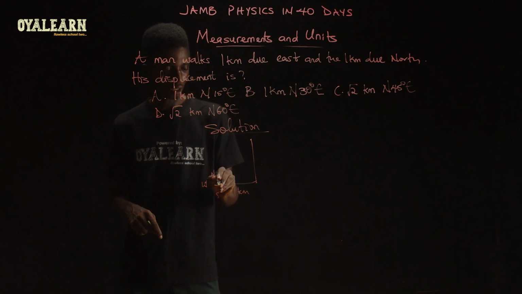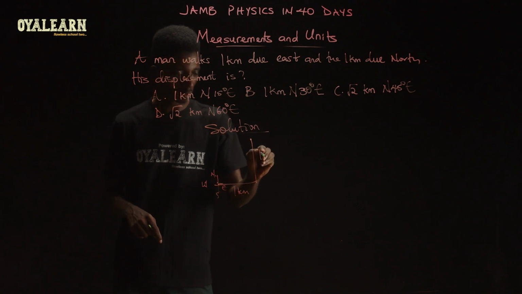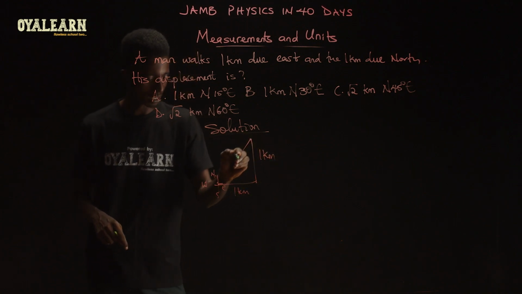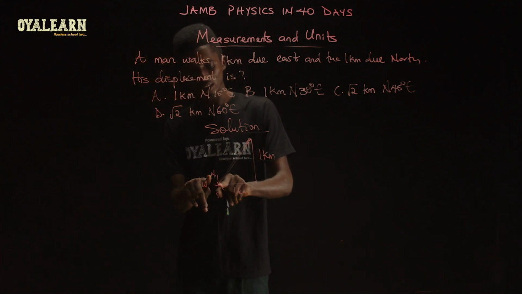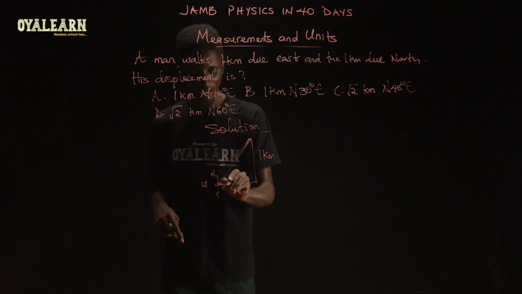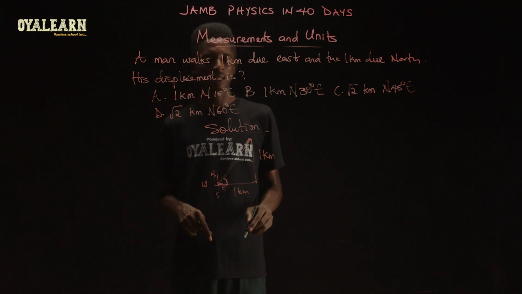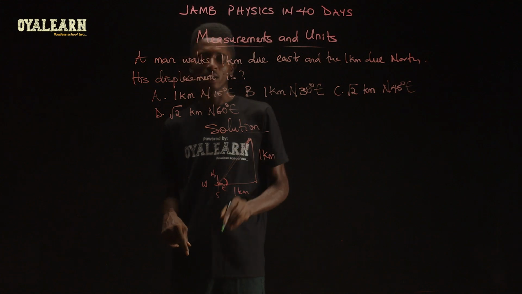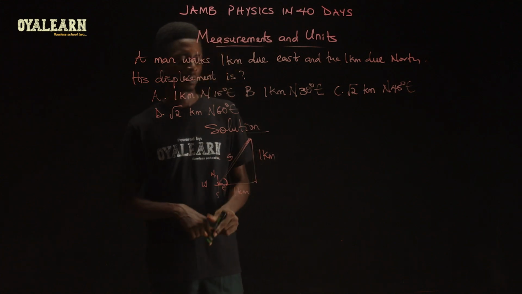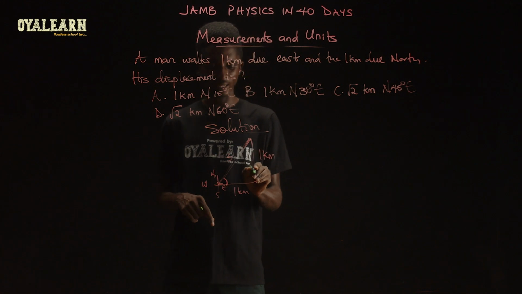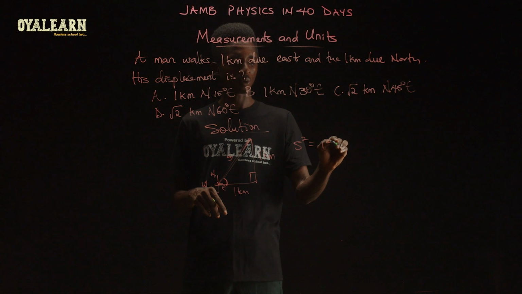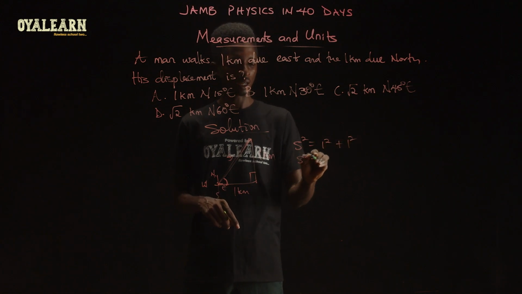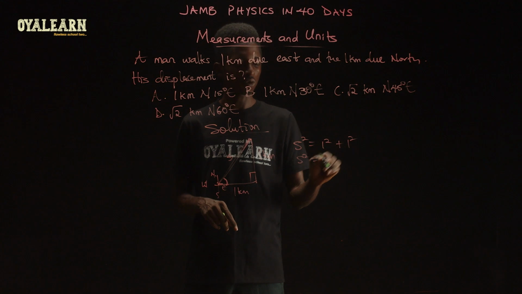So his direction, remember this is also 1 kilometer, right? So his displacement is this, right? This is his displacement. And this is in the northeast direction. So we need this angle, right? And we also need this length here. So let's call this displacement S. To find this displacement S, we're going to apply the Pythagoras theorem. So where S squared equals 1 squared plus 1 squared. So S squared becomes 1 plus 1, that is 2. So S is square root of 2 in kilometers.